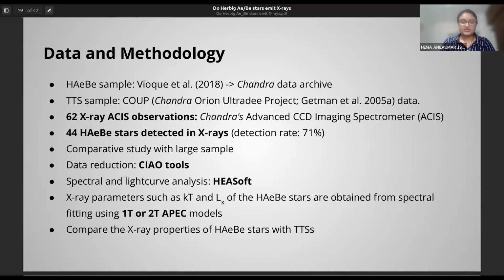For the comparative study, we considered the T Tauri star sample from the COUP data. We used the CIAO tools for data reduction, and the spectral analysis and light curve analysis were performed using HEASoft software. We obtained X-ray parameters such as plasma kT and LX of the Herbig Ae stars from spectral fitting using 1T or 2T APEC models, and then we compared the X-ray properties of Herbig Ae stars with those of T Tauri stars.